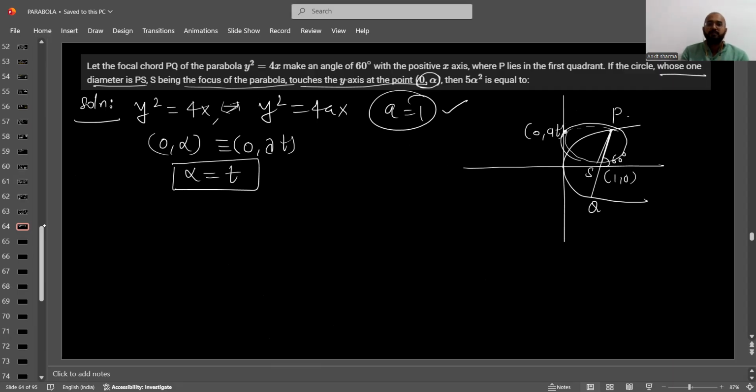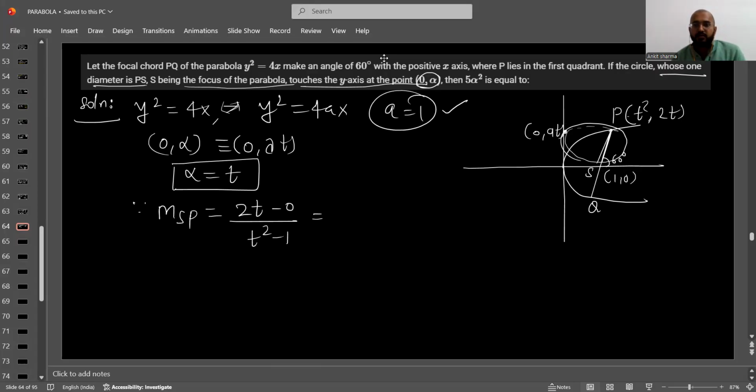So when I talk about t, then t is going to be the parametric coordinate here, which I need to find out. So parametric coordinates here are going to be x is equal to at square. So a is 1. That means this will be t square comma 2at, which is just simply 2t. And now I can equate with the slope, because here I know this is 60°. So if I find the slope of SP, since slope of SP is (2t minus 0) over (t square minus 1), this is nothing but tan 60. Because I know the slope is the positive angle, so tan 60 turns out to be √3.